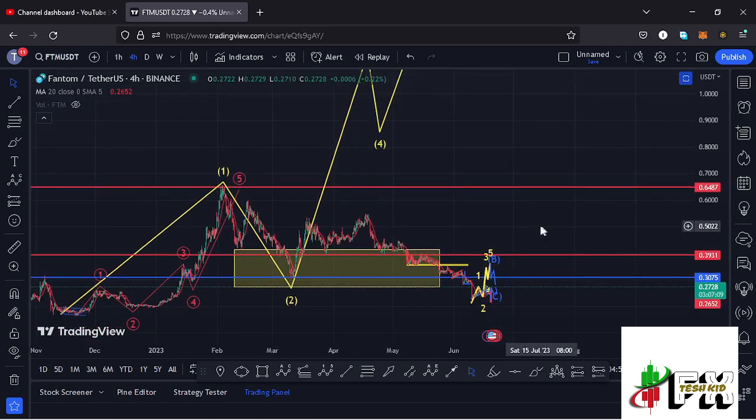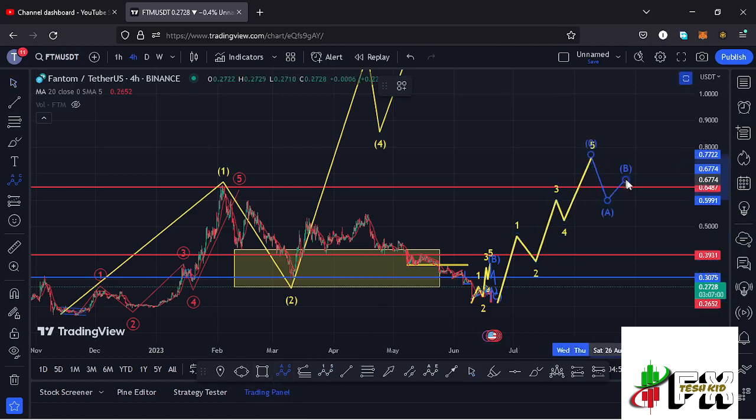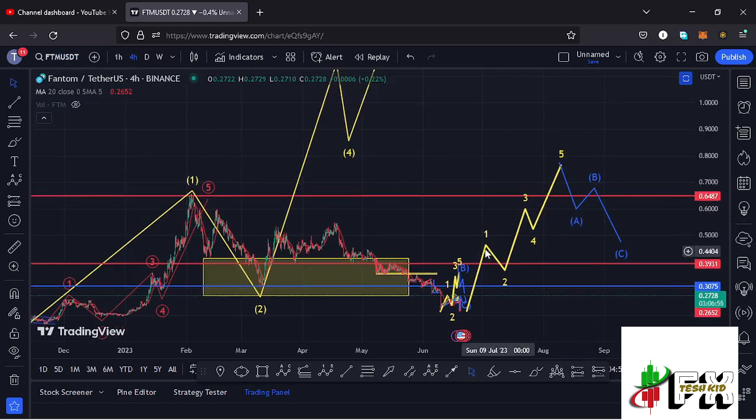And I've said to you, to fully confirm that the low is in, I'm expecting Fantom to give us a 5-wave move followed by an ABC corrective structure. Once we see such a move, that will be enough confirmation of a start of an impulse and that we have bottomed out in the formation of that wave 2.